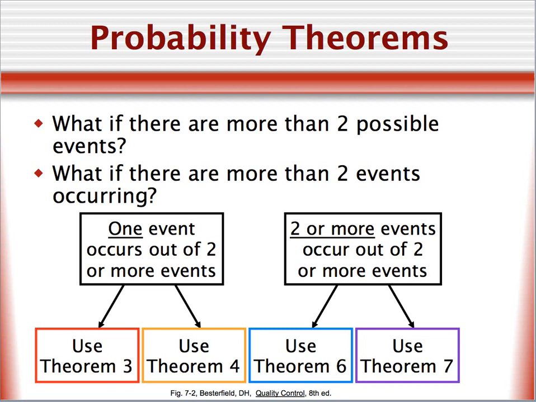If the probability of 2 or more events is desired, then theorems 6 or 7 are used, depending on whether the events are independent or not. Theorem 5 is not included in the figure since it pertains to a different concept.